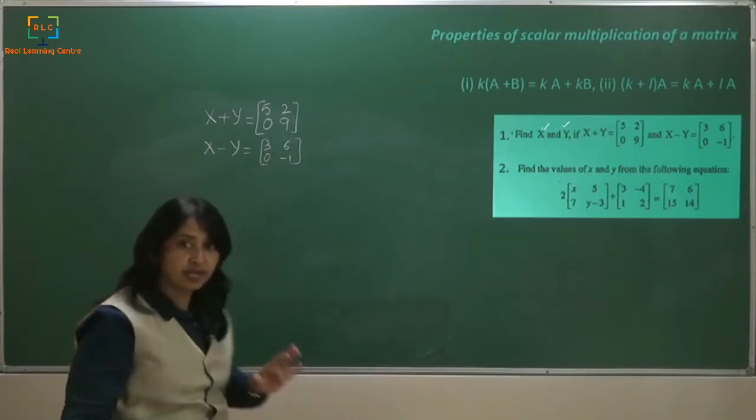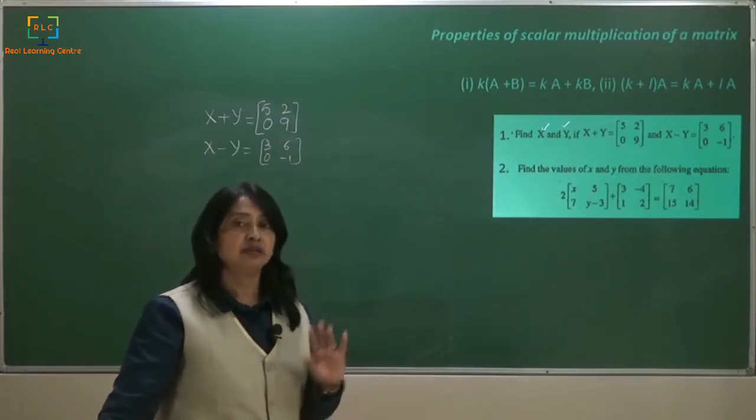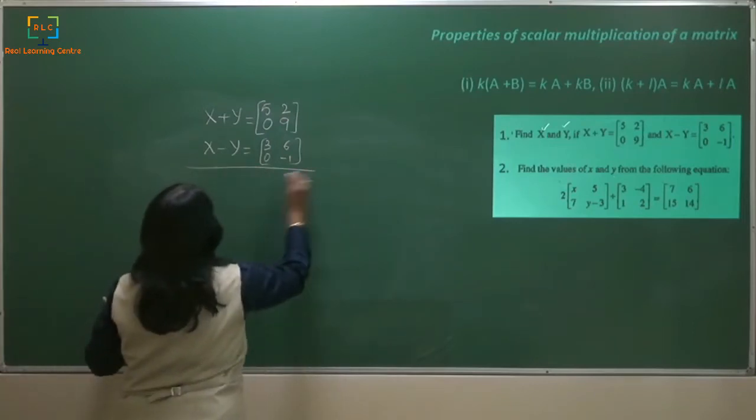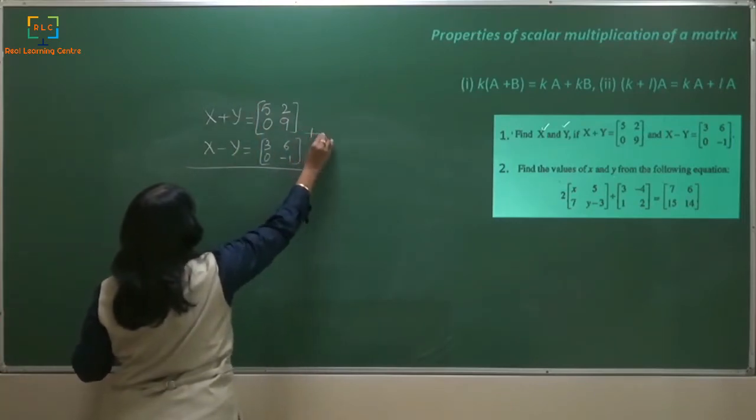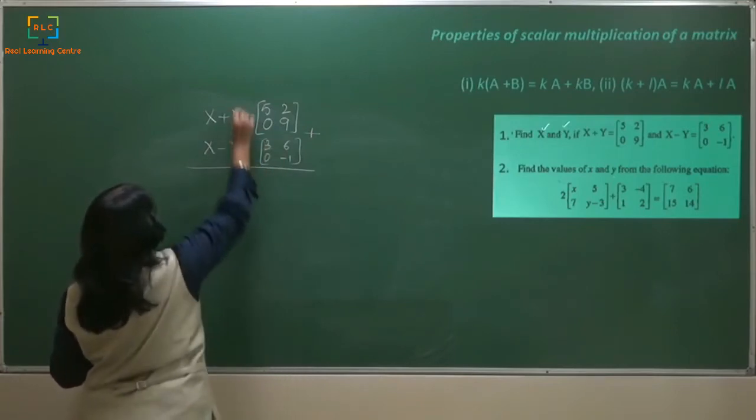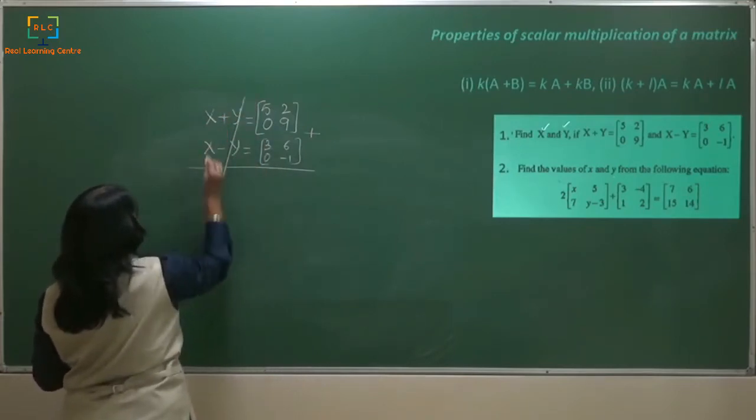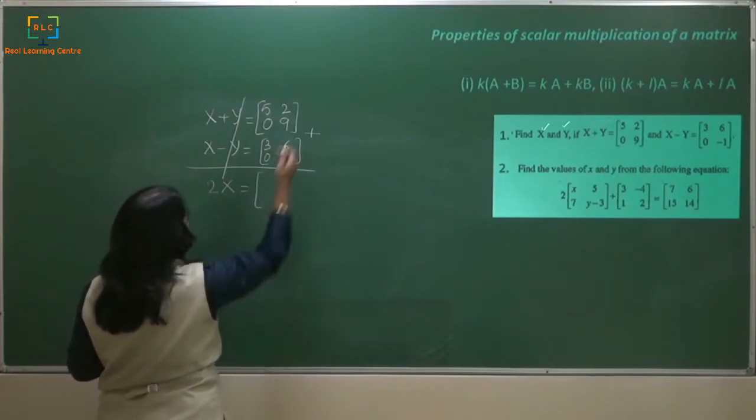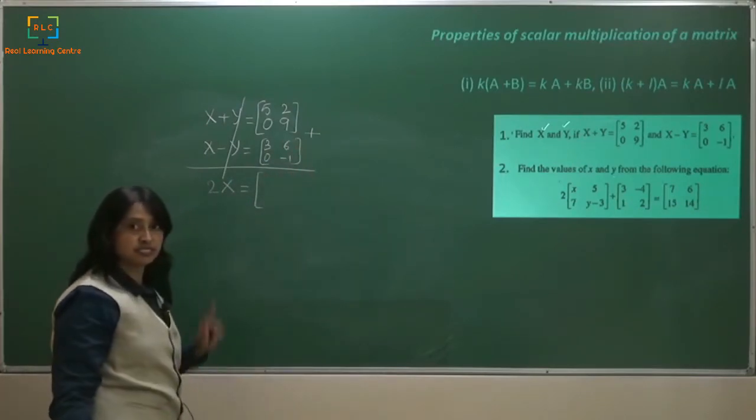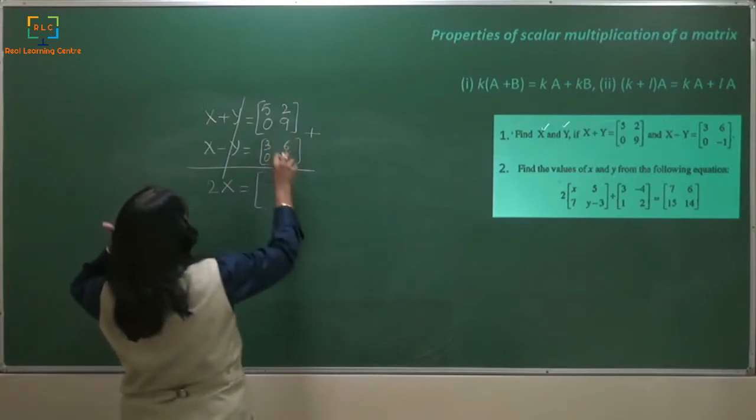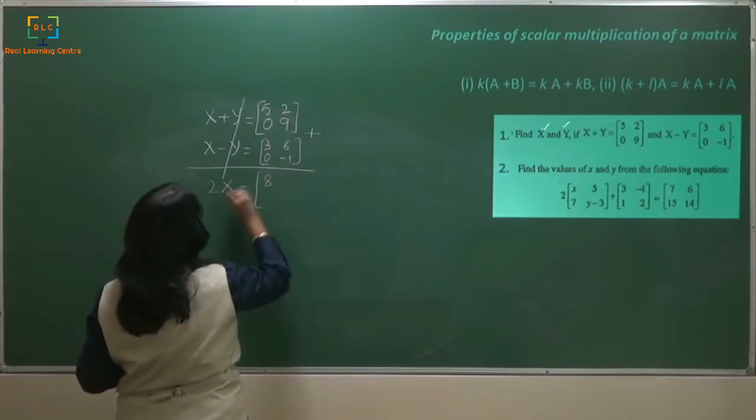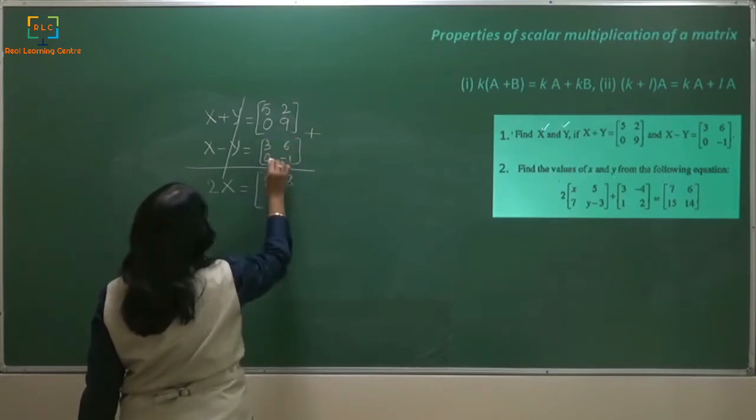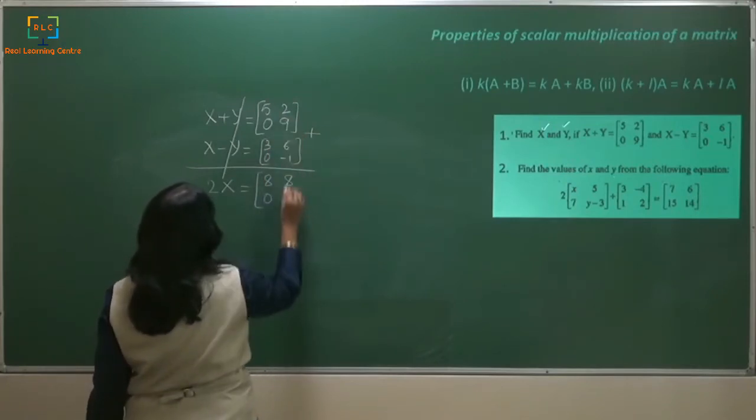You have x plus y and you have x minus y. So we do just like your simultaneous equations. When I add these two equations, plus y and minus y get cancelled, and x plus x is 2 times the matrix x, which is equal to the sum of the corresponding elements, because it is addition of matrices. 5 plus 3 gives you 8, 2 plus 6 gives you 8, 0 plus 0 is 0, 9 minus 1 is 8.